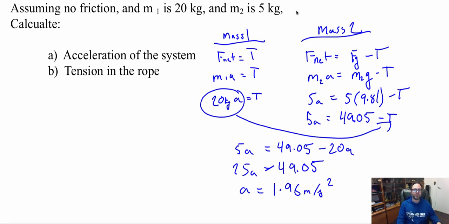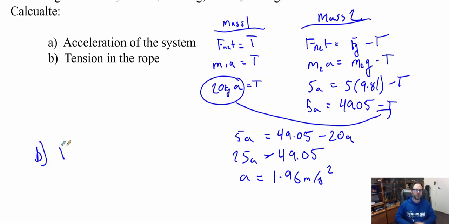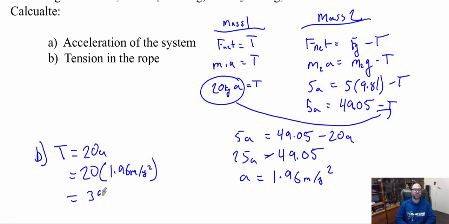So now to calculate tension, all I'm going to do is put my acceleration into one of my formulas for my masses. And I'm going to use the mass 1 formula because it's a little bit simpler. So I'm going to go tension is equal to 20 times acceleration. So tension is equal to 20 times 1.96. Therefore, tension is equal to 39.24 newtons.